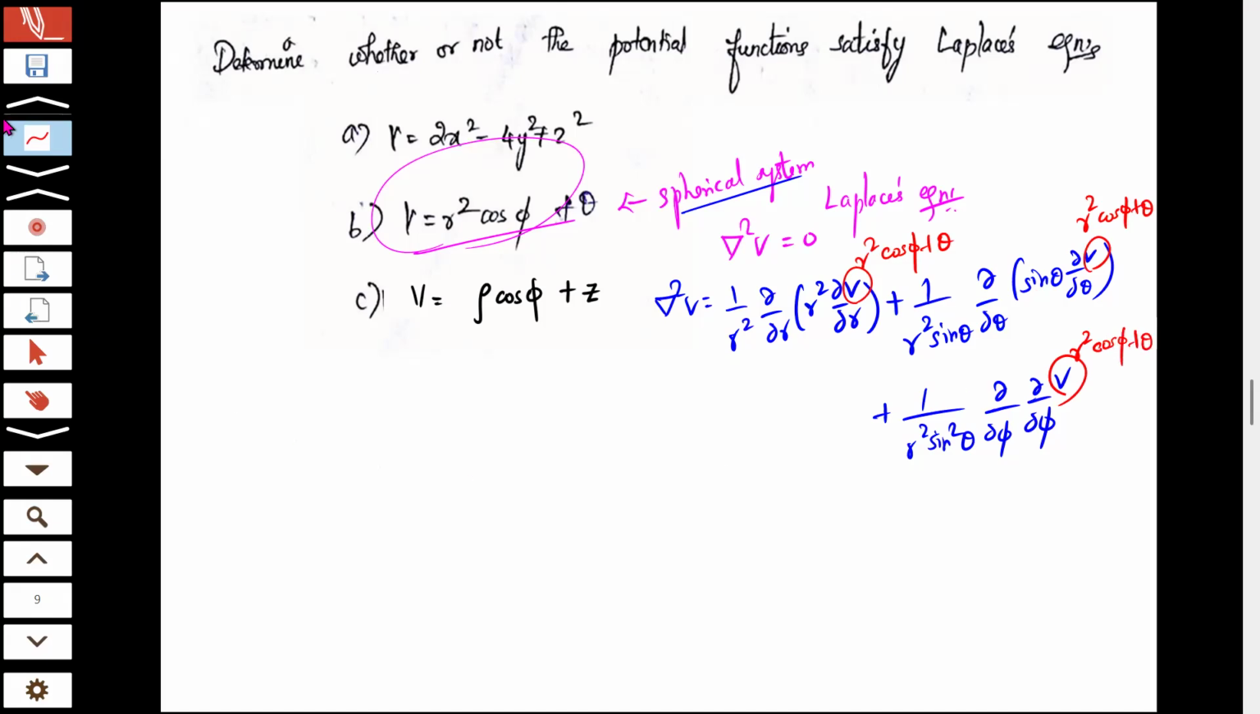Now we should do the differentiation and check whether the given potential function satisfies the Laplace equation.